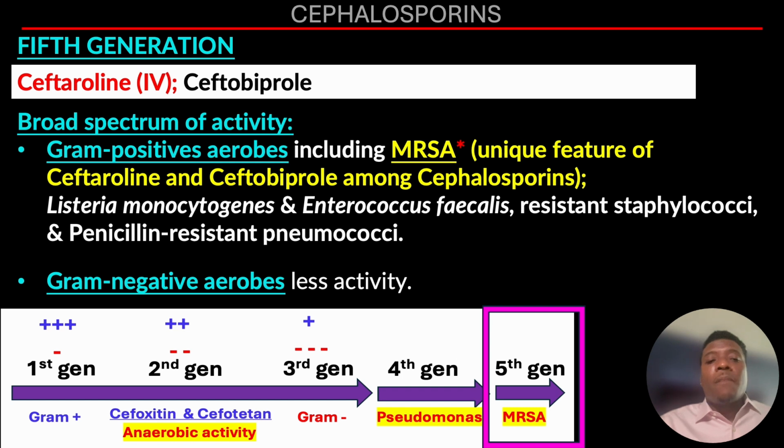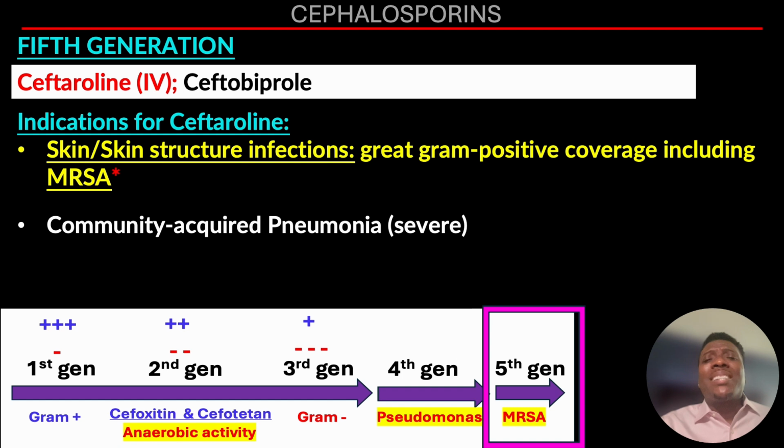The fifth generation cephalosporin, ceftaroline, has a broad spectrum of activity, especially for gram-positives. The most important special unique feature about this antibiotic is that it covers MRSA. There's only two cephalosporins that cover MRSA, and they're both in the fifth generation class, which is ceftaroline and ceftobiprole. They have a gram-negative activity, but less activity compared to the third and the fourth. They're great for skin infections, especially where MRSA is concerned, in which you cannot use the other drugs for MRSA, and they're good for a severe community-acquired pneumonia.